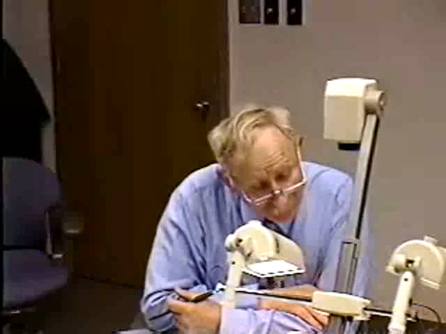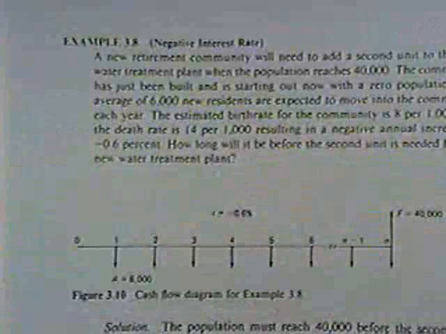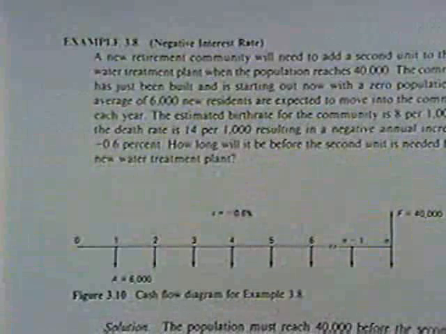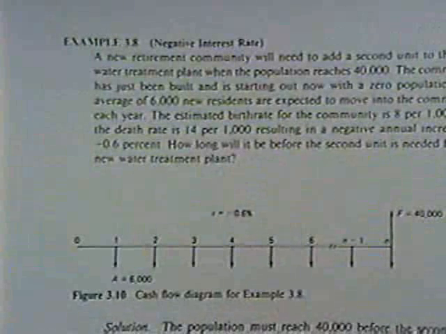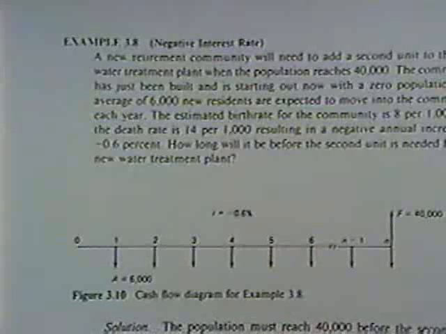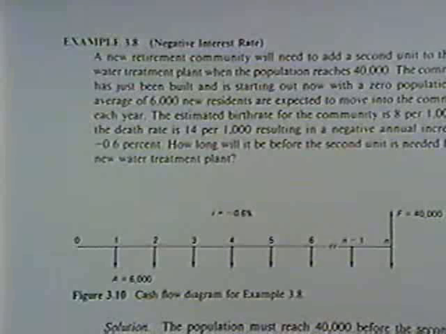This is a negative interest rate. And so in this case, he says a new retirement community will need a second unit to a new water treatment plant when the population reaches 40,000. But this is a new retirement center, so right now the population is 0. And so the population is increasing 6,000 new residents per year, with an estimated birth rate of 8 per 1,000 and a death rate of 14 per 1,000, resulting in a negative annual increase of 0.6%. How long will it be before the second unit is needed for the new water treatment plant? So you got a negative birth rate, but you got people moving in, and you got a population of 0 at the beginning.